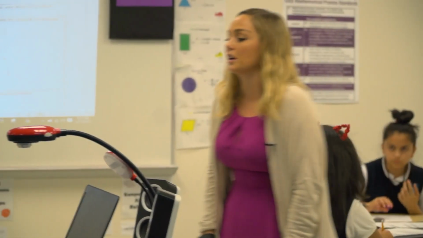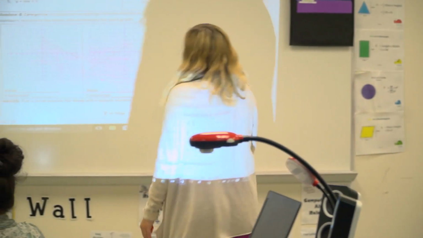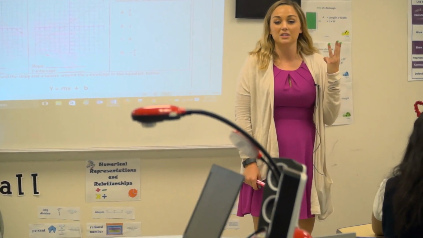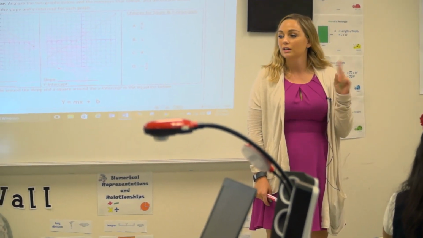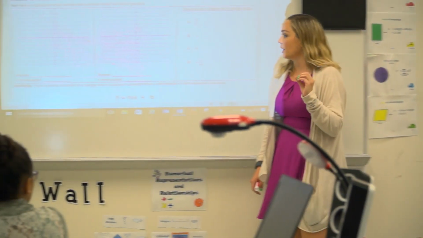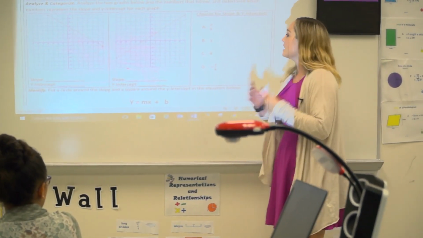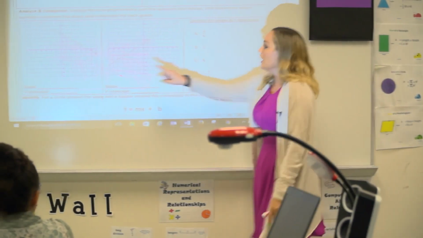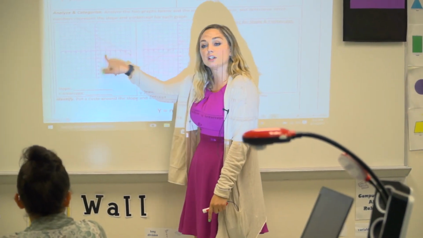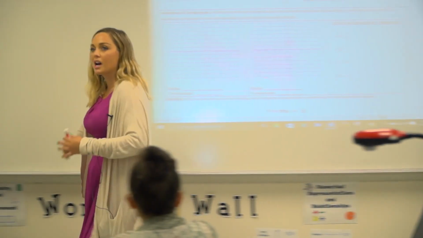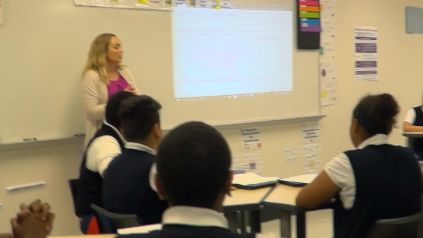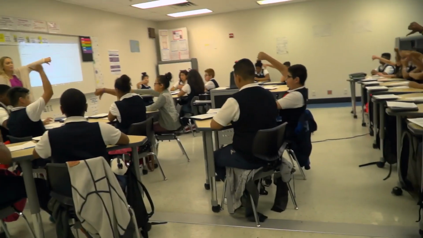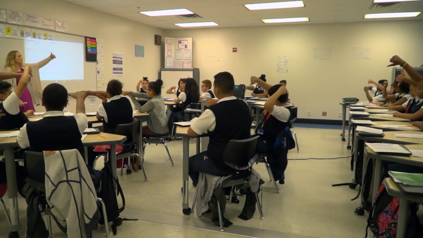All right, I want everyone in a scholarly stance tracking me. In 3, in 2, in 1, 0. So we had to identify the slope and y-intercept given these choices over here. If we look at this first graph, do we think the graph is positive or negative? If you think it's positive, give me a thumbs up. If you think it is negative, give me a thumbs down.